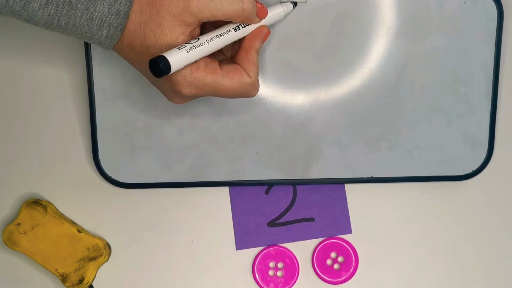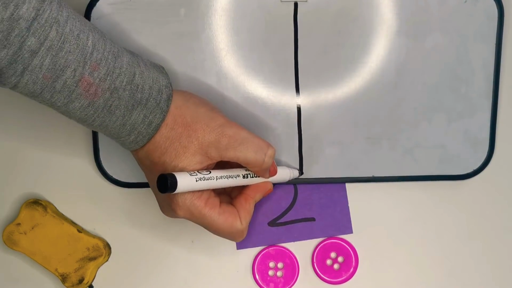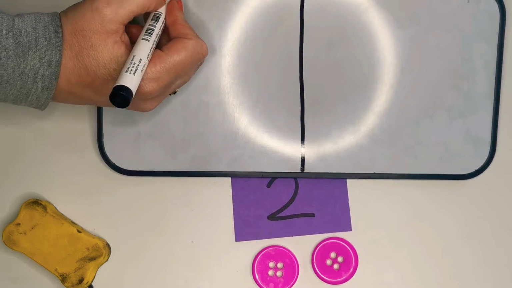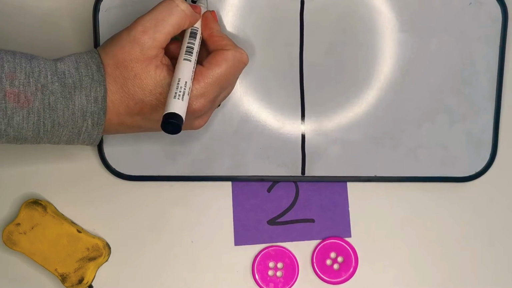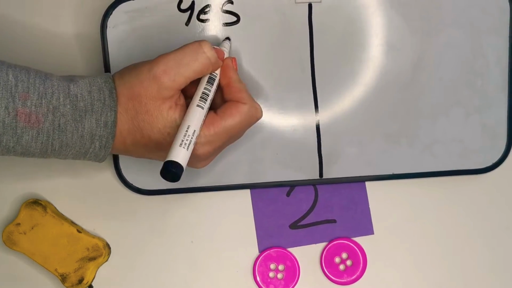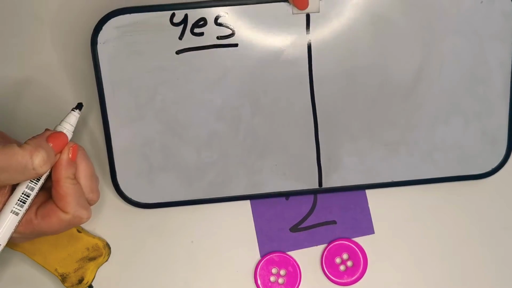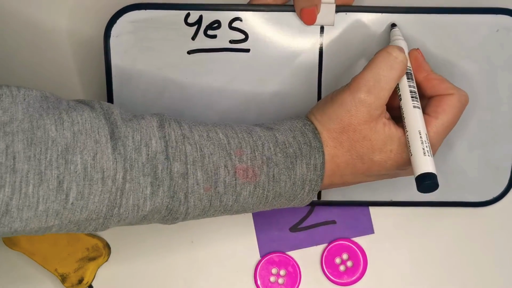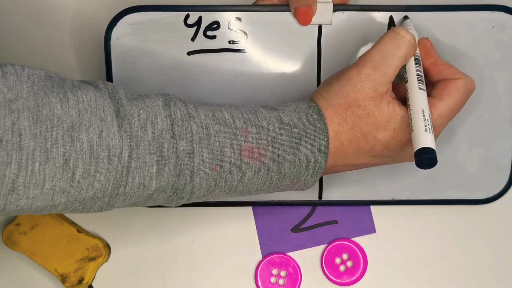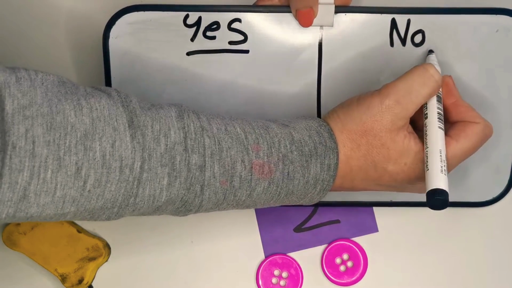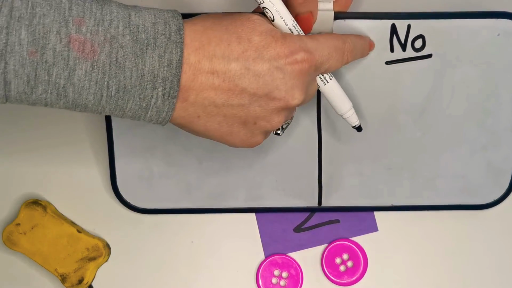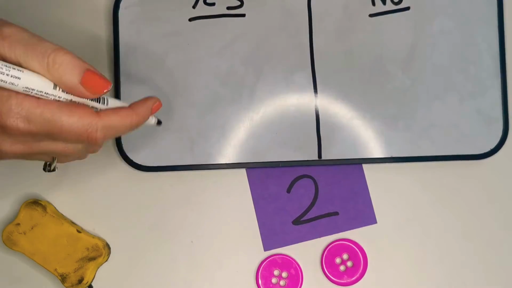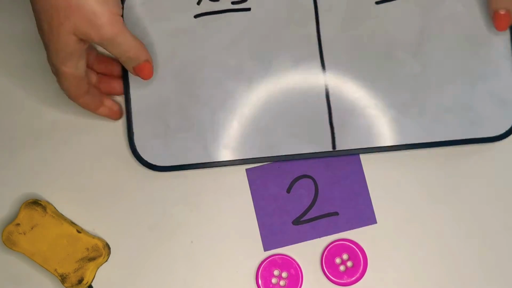I'm going to split it in half down the middle, and I'm going to write yes here, yes. That means yes, I can halve the number. And on this side I'm going to write no, no, and that means I can't halve the number. So let's have a look at this number 2.